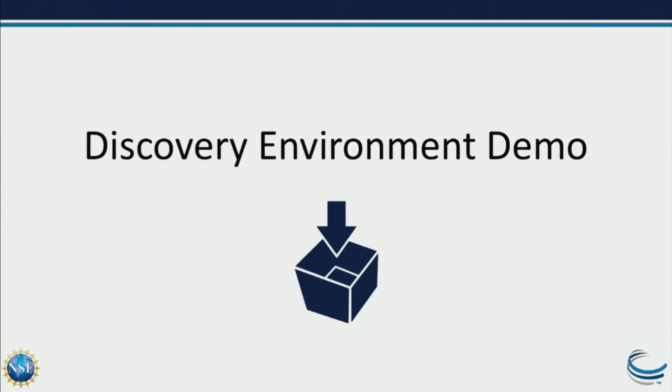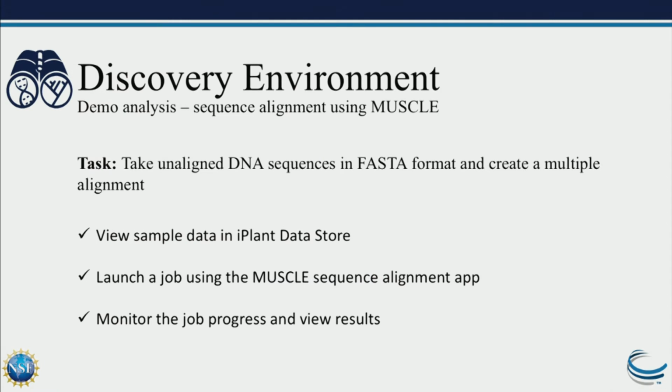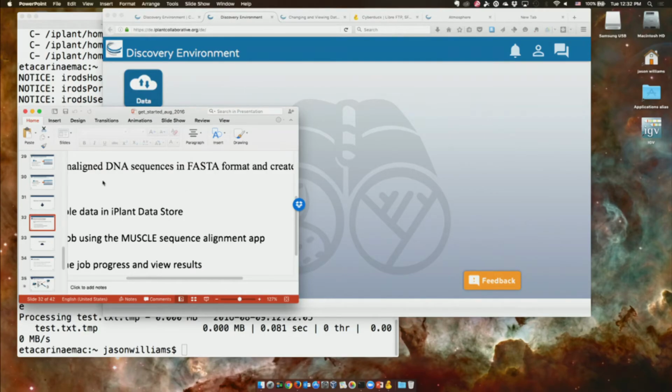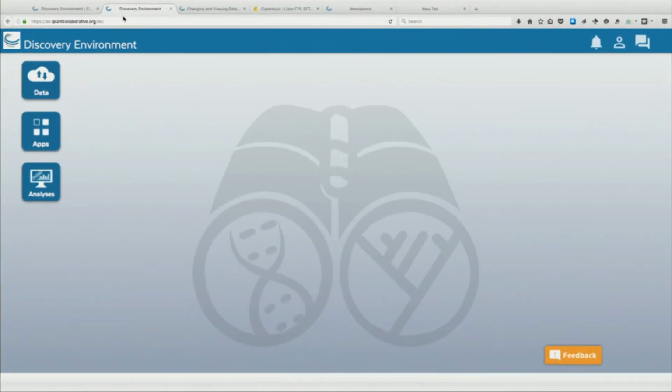Okay, so I'm going to give you a very simple demo. In this demo, we're just going to create a multiple sequence alignment using MUSCLE. And we're going to take unaligned DNA sequences in FASTA format and just create a multiple alignment. So let me go ahead and show you how that works. Once you get the feeling for how this works, then you'll basically be able to use any application that's there.